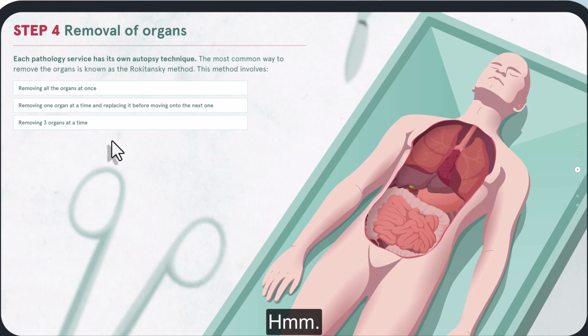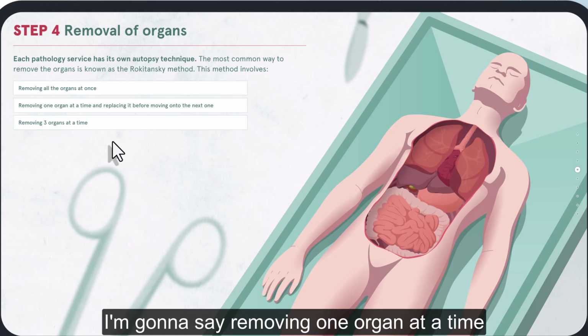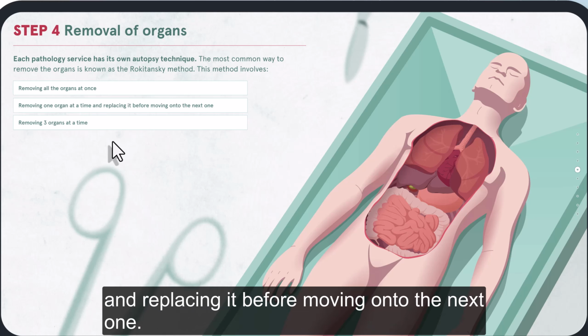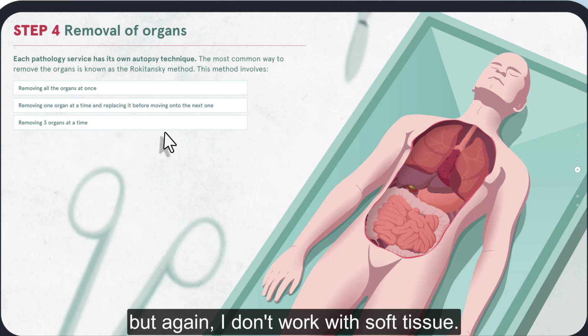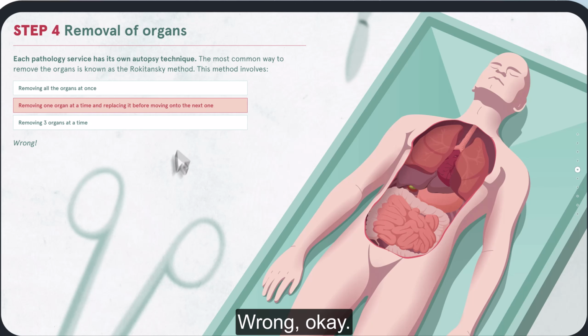Oh, it's a quiz. I'm going to say removing one organ at a time and replacing it before moving on to the next one. That's just what makes the most sense to me. But again, I don't work with soft tissue. Wrong. Okay.